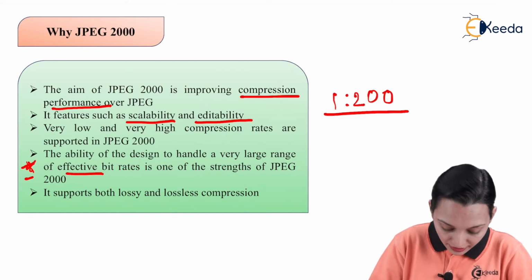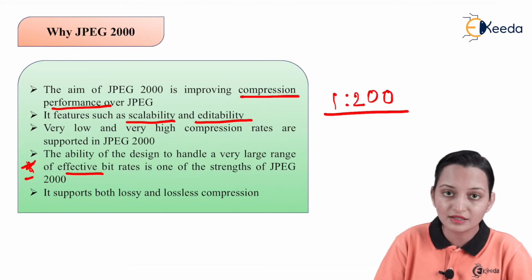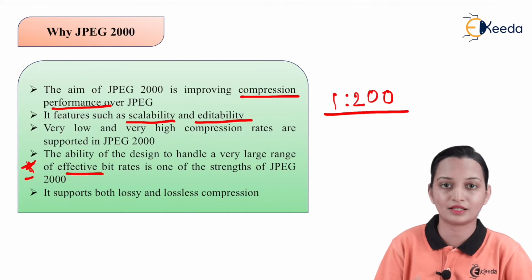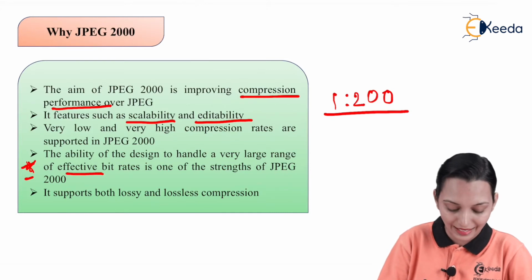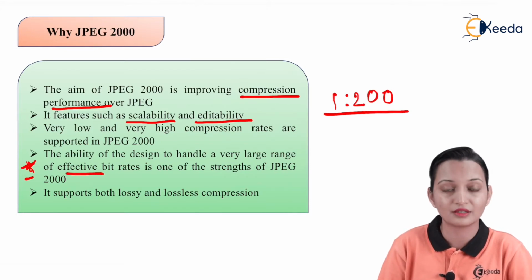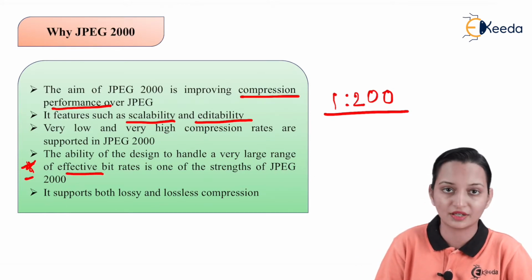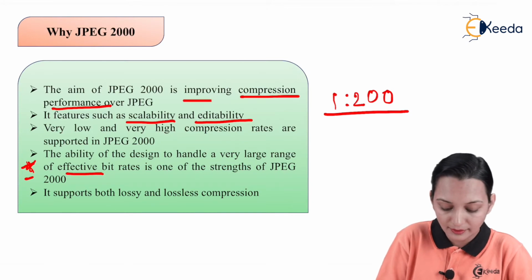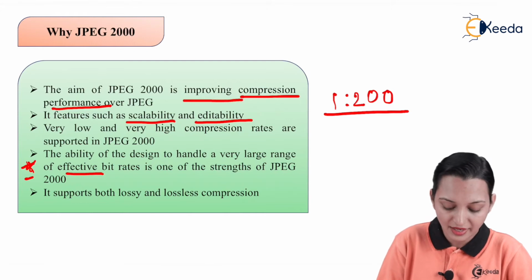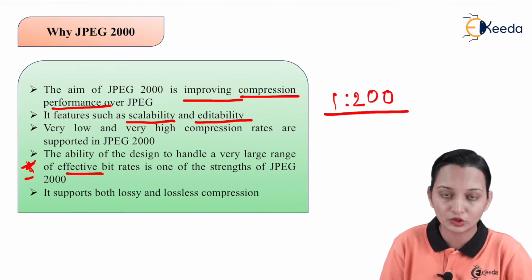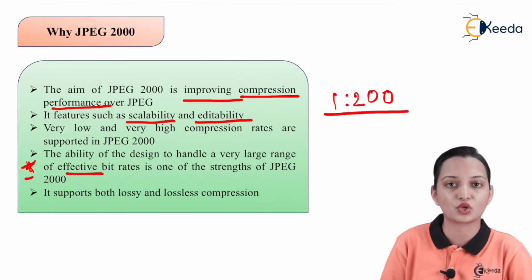Why? Because we have already seen that one of the advantages of JPEG 2000 is scalability. That means it will adapt to the change in the scale of the number of bits. So here also we are saying that the effective bit rate, the change in the bit rate, can be handled while doing the compression, and it will still try to provide improvement in the compression performance, the best compression, and this is the strength of JPEG 2000. Last one, it supports both lossy and lossless compression.